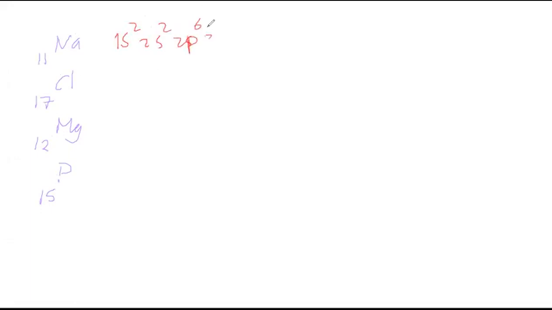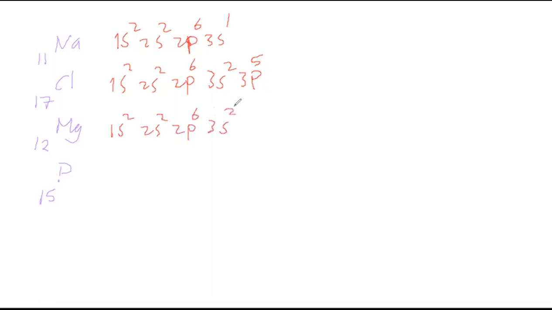2p6, okay, then 3s1. While here 17: 1s2, 2s2, 2p6, 3s2, 3p5, okay? And then here we're gonna find magnesium 1s2, 2s2, 2p6, 3s2, while phosphorus 1s2, 2s2, 2p6, 3s2, 3p3. So like this we have it. Let's start to locate each one.